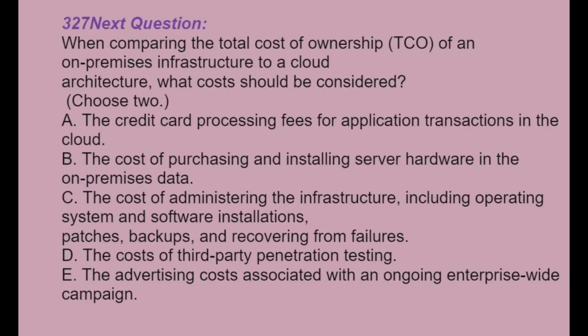Question is, when comparing the total cost of ownership, TCO, of an on-premises infrastructure to a cloud architecture, what cost should be considered? Choose two options. Option A, the credit card processing fees for application transactions in the cloud. Option B, the cost of purchasing and installing server hardware in the on-premises data center. Option C, the cost of administering the infrastructure including operating system and software installations, patches, backups, and recovering from failures. Option D, cost of third-party penetration testing. Option E, the advertising cost associated with an ongoing enterprise-wide campaign. Correct answer is option B and option C.